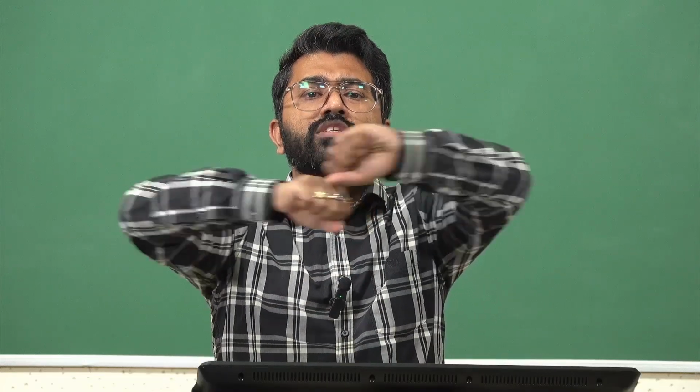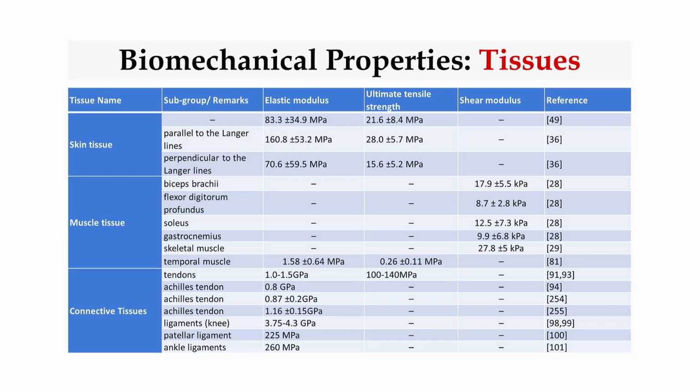How do you find out a shear modulus? I'm going to explain in the upcoming sessions. Shear is nothing but when you pull something sideways, right? So that shear modulus sometimes becomes really important about peeling of skin or, like, cutting through the skin and things like that. The next is the tendons. Before that, temporal muscle, it has been pretty well defined in terms of elastic modulus, ultimate tensile strength, but doesn't have any reported shear modulus, right?